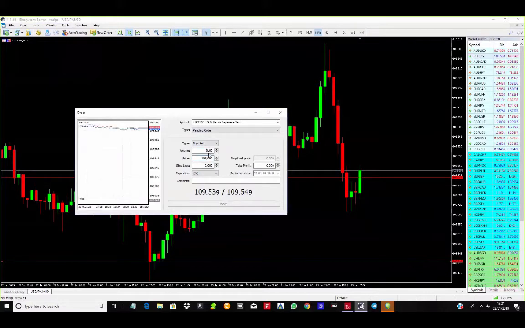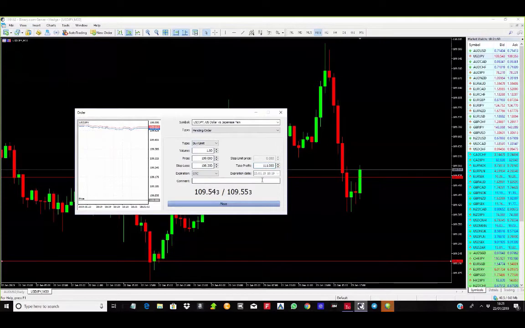So if the price gets to 109, I would put my dollar per point there. Let's say it's one lot, I could put a buy limit that will get me in the trade automatically if the price gets down to 109. I can put my stop loss in there, for example 108.35, and then have my target there, which might be 111.